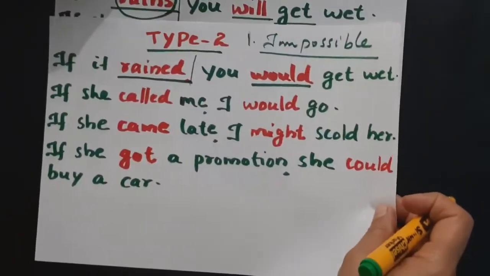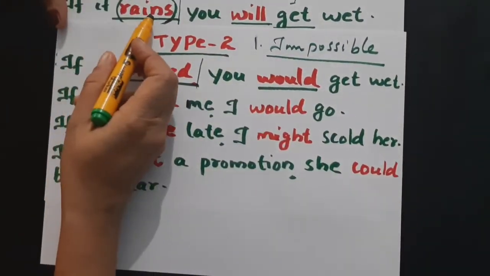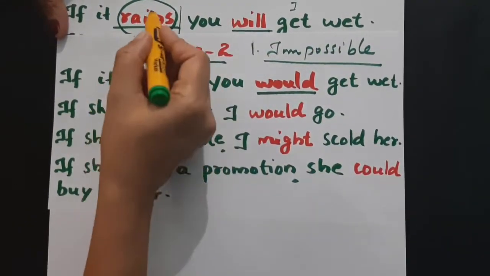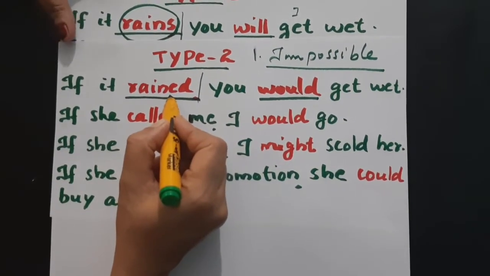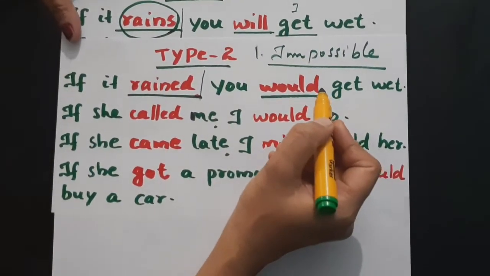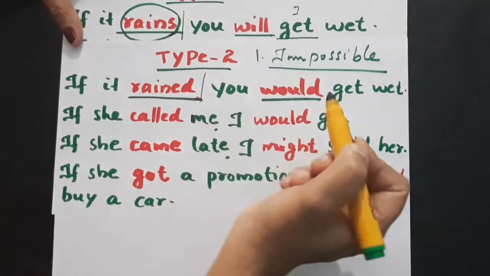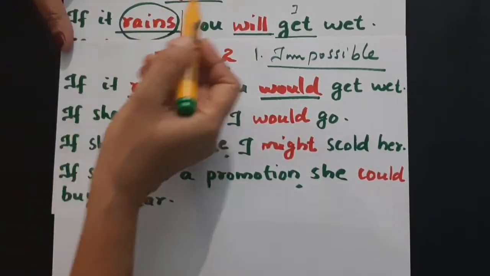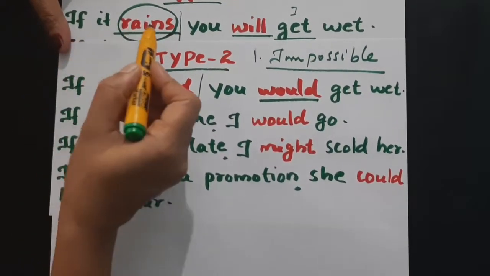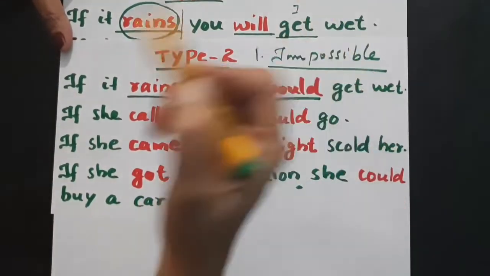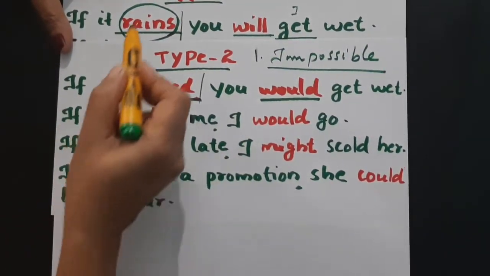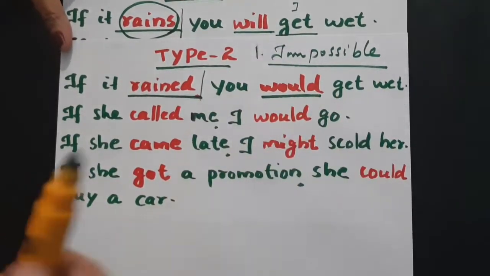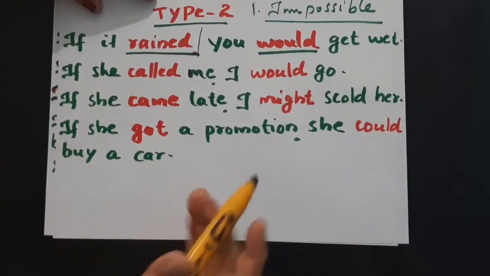See, here in the previous example, if it rains, you will get wet. Isn't it? Yes. Instead of rains, the present tense, you have the past tense here. And in the result clause too, you had will here, whereas you will replace it with would. In type 1, if it rains, you will get wet. Whereas in type 2, if it rained, you would get wet. Okay, that is it. So the format is this.